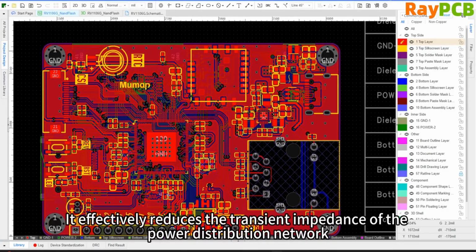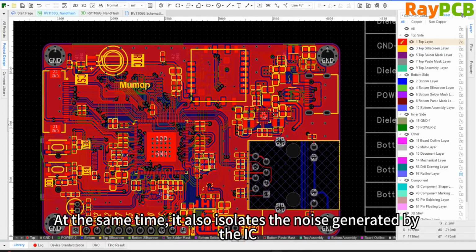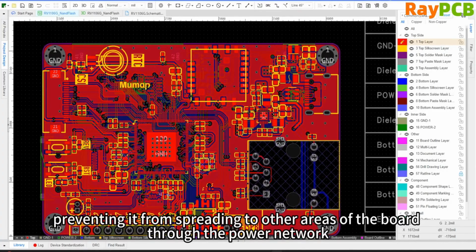This effectively reduces the impedance present in the power network, suppresses power supply noise at the IC pin of the power grid, and at the same time it also isolates noise generated by the IC, preventing it from spreading across the board through the power network.